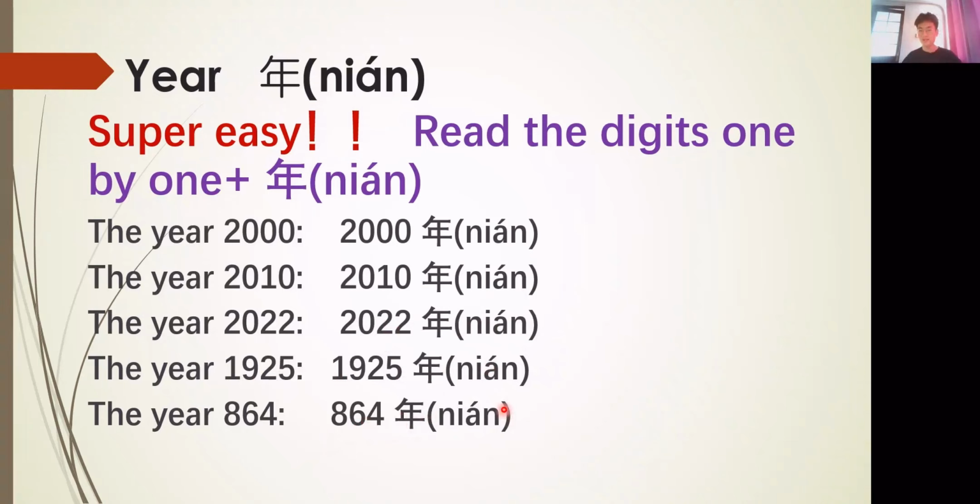864年, right? So as we can see here, the numbers are very important in Chinese. So if you don't know how to count numbers in Chinese, I've made two videos about numbers. You can click the video in the description below. Okay. So this is how to express the year in Chinese.